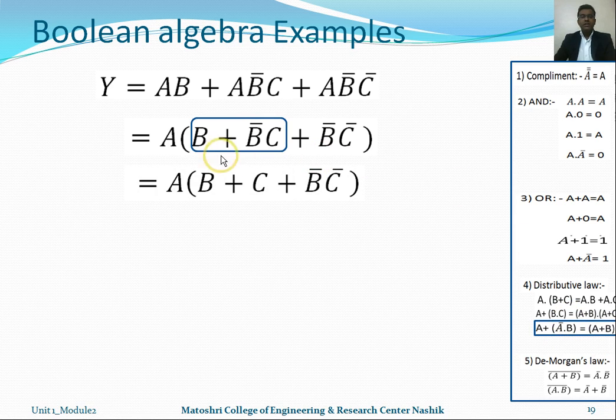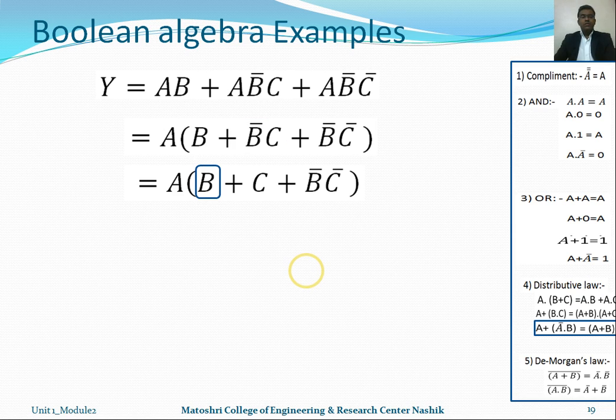Similarly, B plus B bar C gives B ORing with C. Here it can be shown that A is ORing with A complement B, so we neglect the A complement and get the output A ORing with B. Similarly, in the case of B bar C, we neglect the B bar and get the output B ORing with C, and the remaining expressions are the same. This is the third rule in the distributive law, which we have already seen.